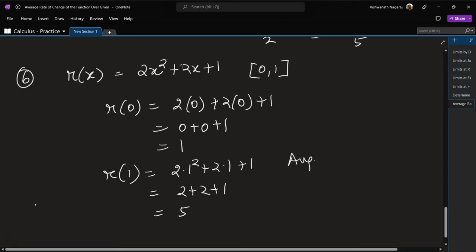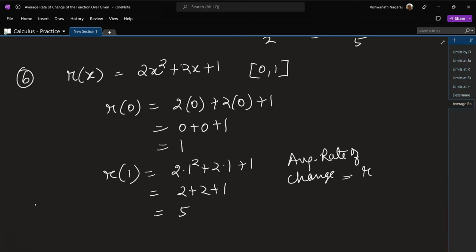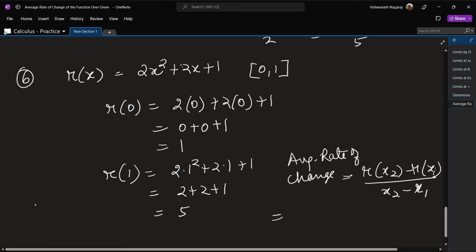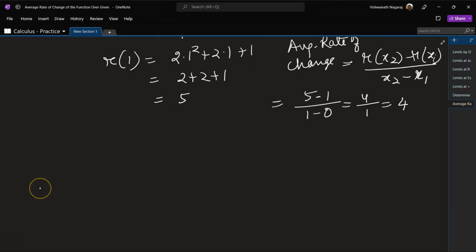And the average rate of change is equal to R of x2 minus R of x1 divided by x2 minus x1, which would be 5 minus 1 by 1 minus 0, which is 4 by 1, which is 4. Okay. Seventh one.